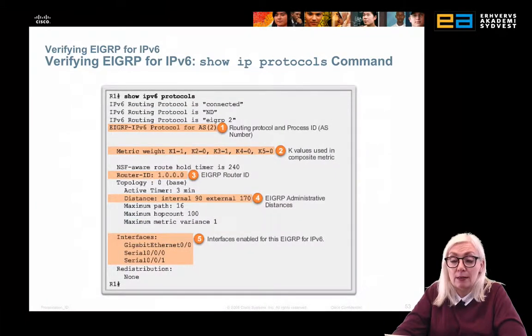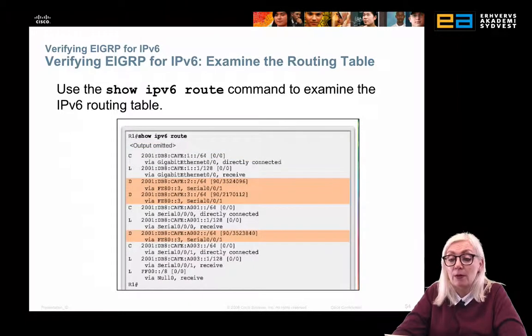As I said, the metric is the same. So when you look at show ipv6 protocols, you will see the autonomous system number, how the metric is calculated, the router ID, the administrative distance, and which interfaces I'm running on. So show ipv6 route will also show us the EIGRP entries by a D in front of them. Yeah, and that's it. That's how to implement it.